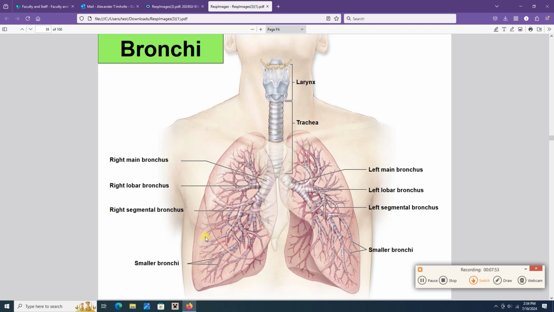Then my lobar bronchi will split to give me what are called segmental bronchi. Then those will split to give me smaller and smaller bronchi. So we got all this splitting going on here, and one of the big effects of this is to increase surface area, because we want a big surface area for exchange.